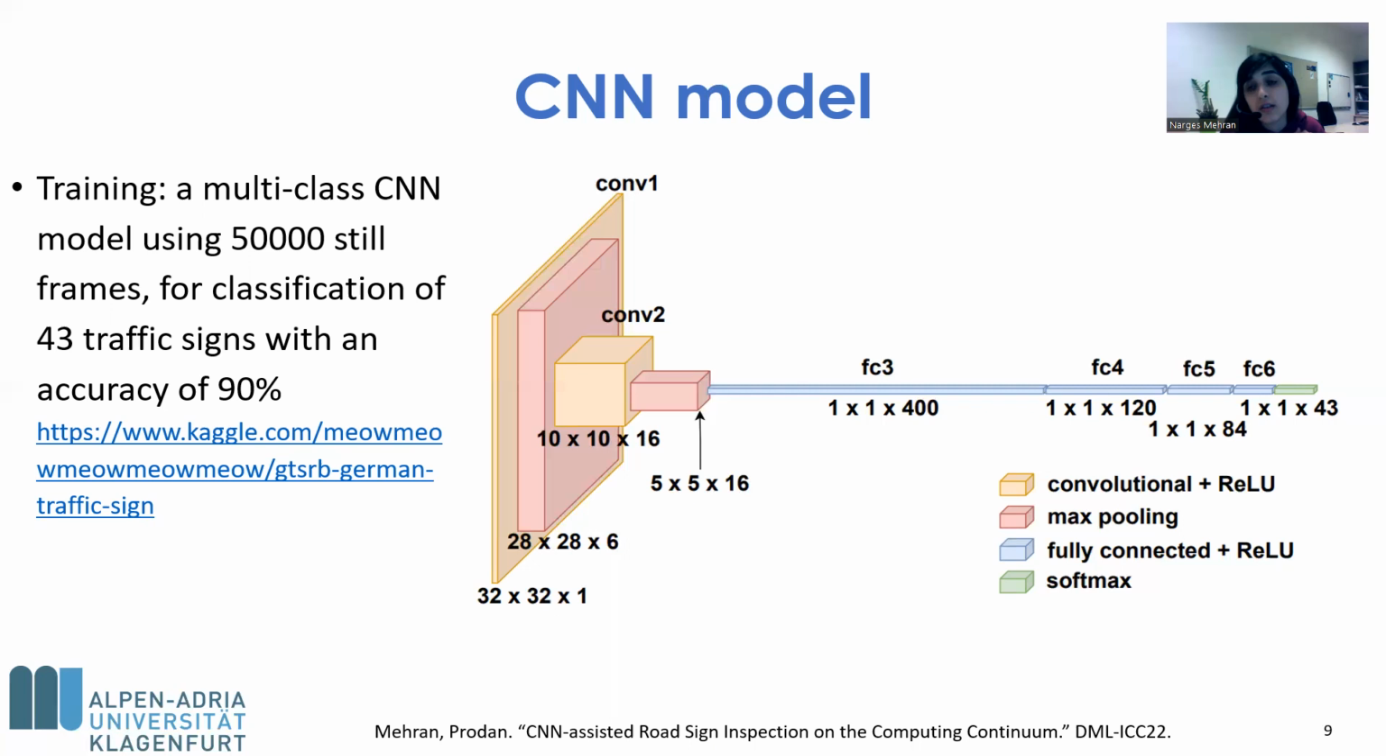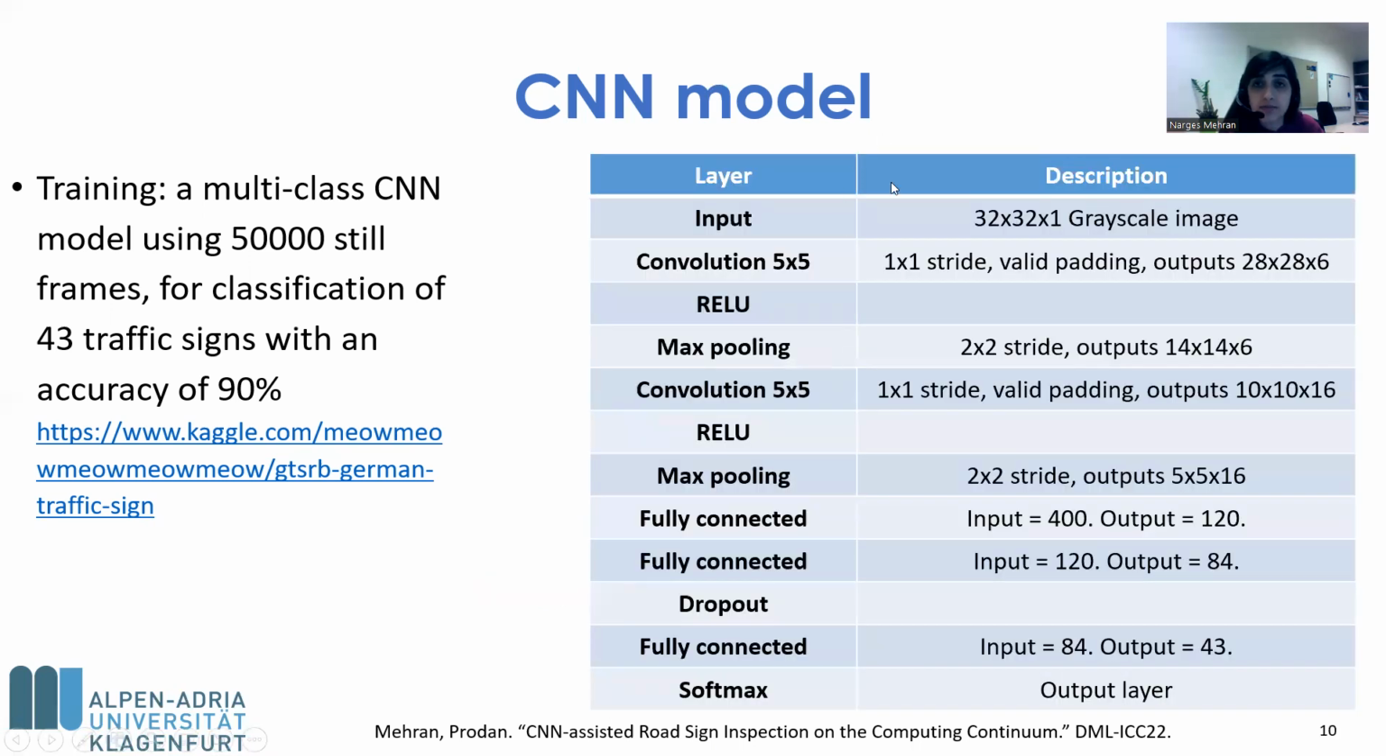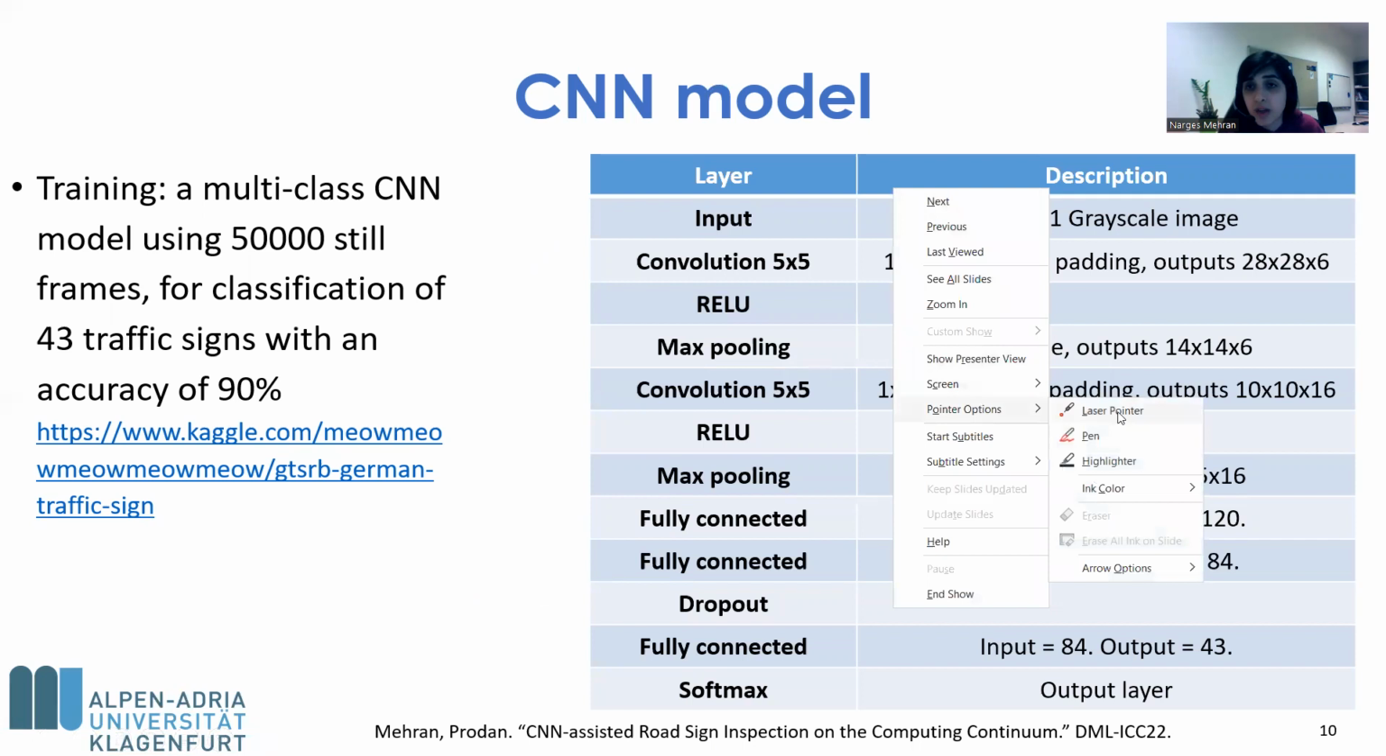And then at the end, multiple fully connected layers will be applied. You can observe that at the beginning the output is 400, then it would be 120, then 84, and then at the end 43, because of the different number of classes that we have. Then the last step is a softmax that provides a probability of which class exactly each of these images is related to.